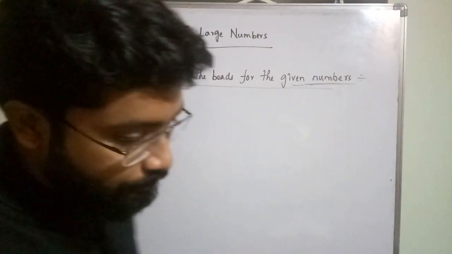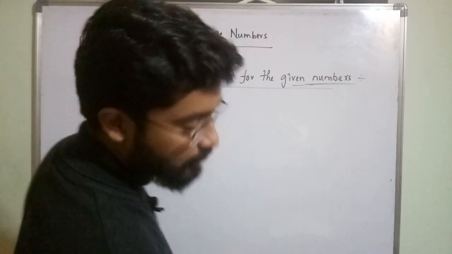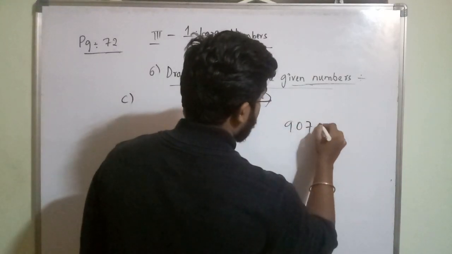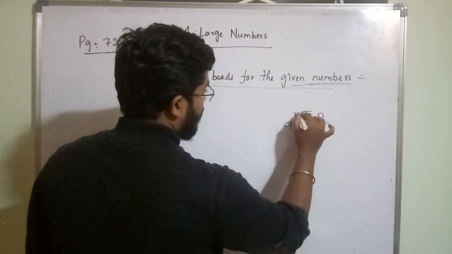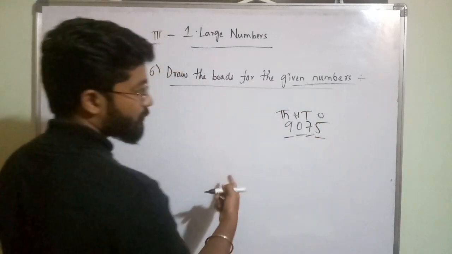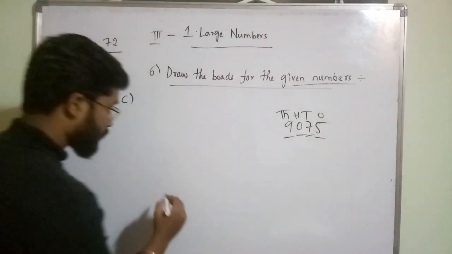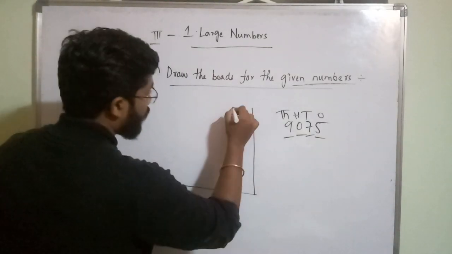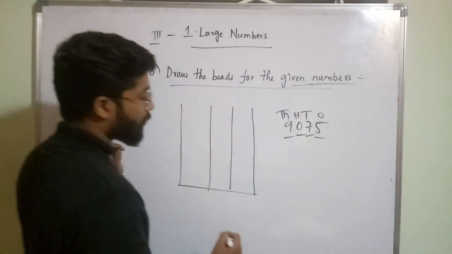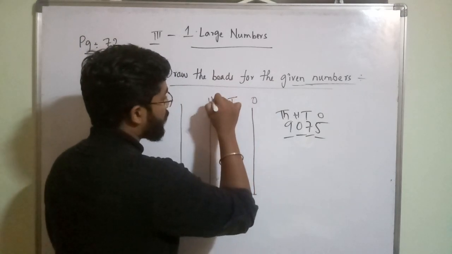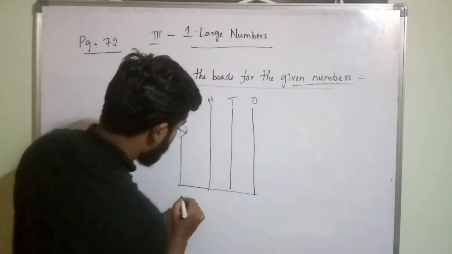Okay, so see, the number he gave is 9,075. How many digits? Ones, tens, hundreds, thousands. So 4 digits, up to thousands place. How many rods do you have to draw? 4 rods. 1 2 3 4, completed. 4 rods completed: ones, tens, hundreds, thousands. He gave it like this, no?